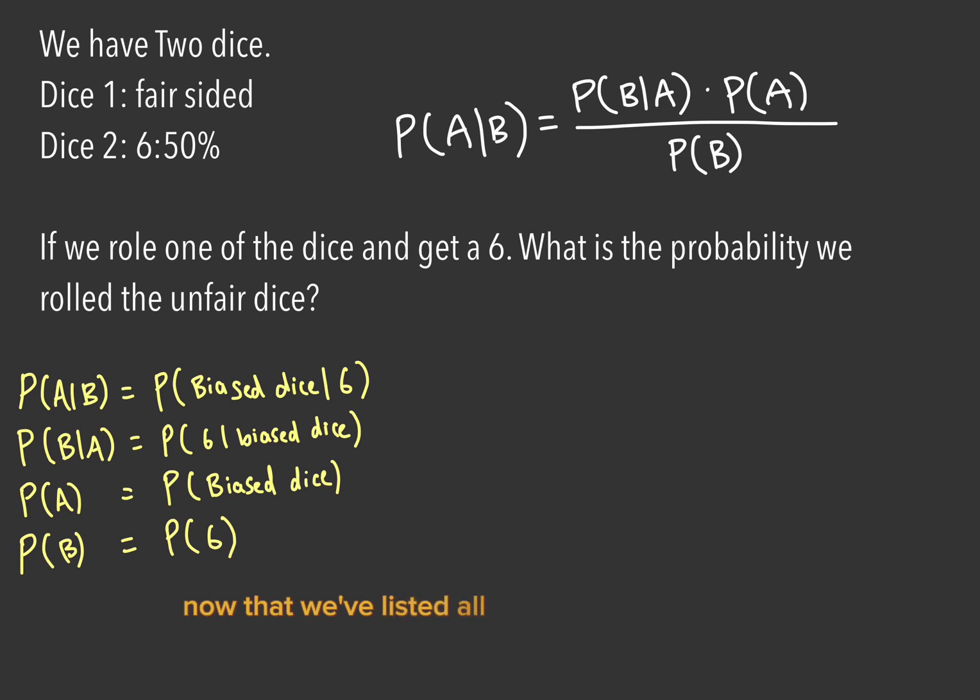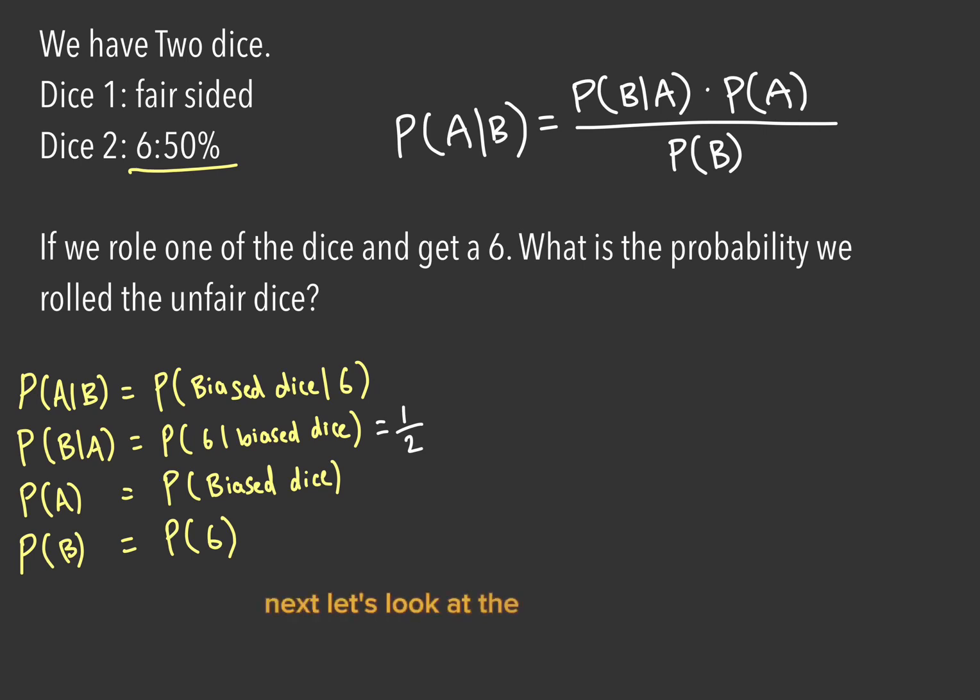Now that we've listed all we need for our formula, it can be a lot more straightforward to plug in the values. So what are the values for these probabilities? The first one is the question that we are really trying to answer. The second one states the probability of rolling a 6 given that we roll the biased die. We can simply say this equals 1/2, because the question itself tells us that the die is biased to land on 6 50% of the time.